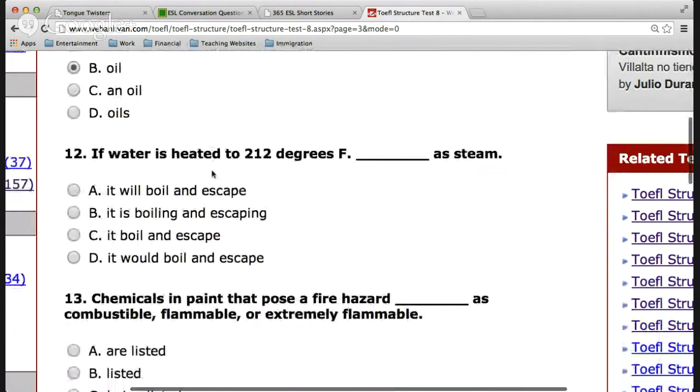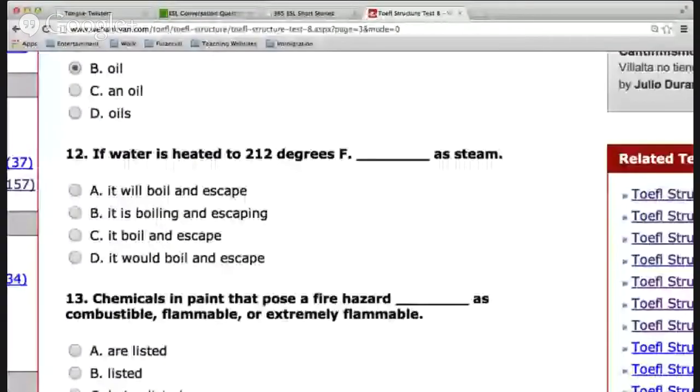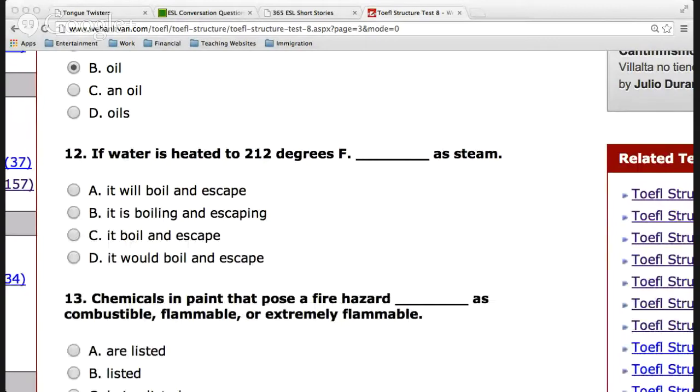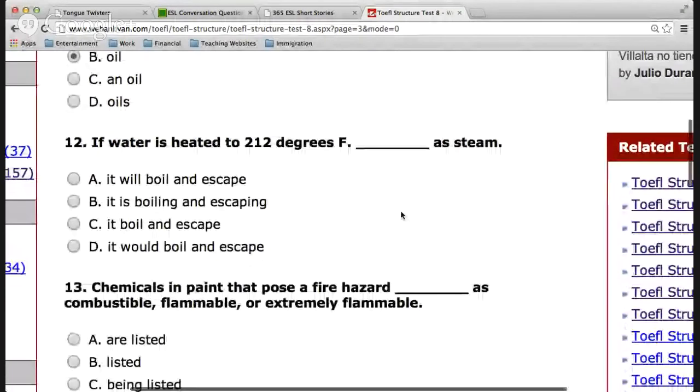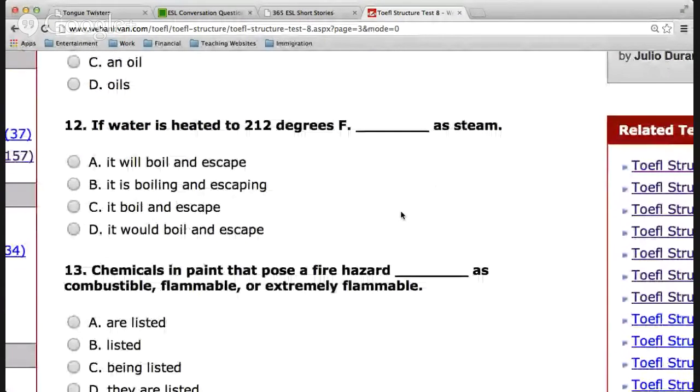Number 12. Amparo, number 12, please. If water is heated to 212 degrees Fahrenheit, blank steam. Letter A, it will boil and escape. If water is heated to 212 degrees Fahrenheit, it will boil and escape as steam. What do you guys think? Correct. First conditional. Good job. Nice. A.